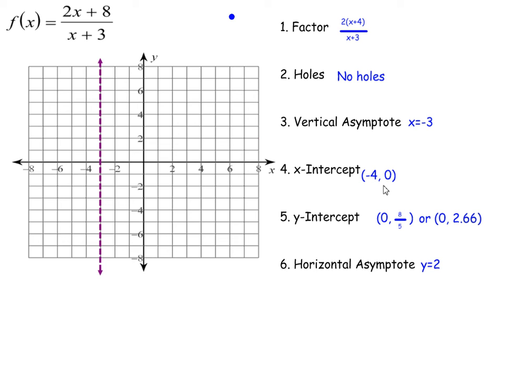I have an x-intercept at -4, so I'm going to put a point right there. I have a y-intercept at 0 and 5/8, which I've converted to a decimal, 2.66, so that's just about right there. I have a horizontal asymptote at 2, again drawn in with a dashed line, because I'm not going to cross it.